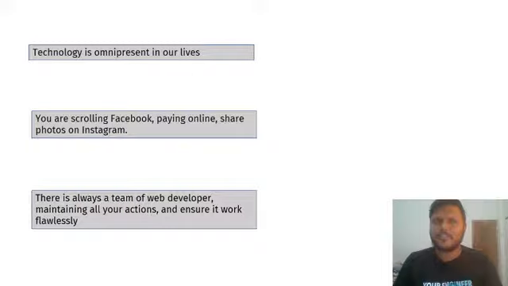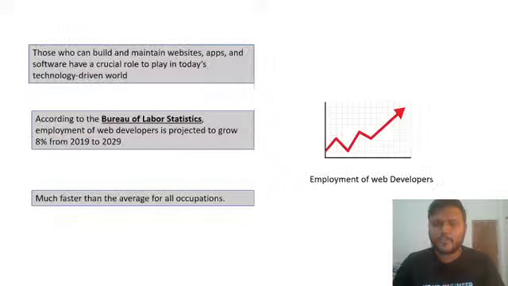See, according to the Bureau of Labor Statistics, employment of web developers is projected to grow 8% from 2019 to 2029. That is the highest growth of any employment, any career. They have listed many employment categories like technician, welding, finance, everything. But they say that from 2019 to 2029, 8% growth will be there in the employment of web developers because companies are just lining up for web development.